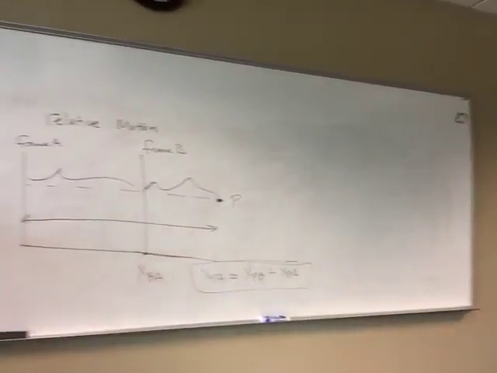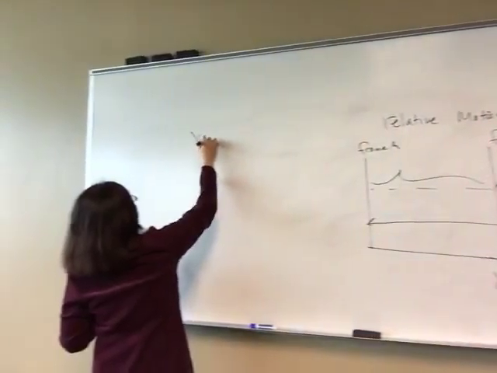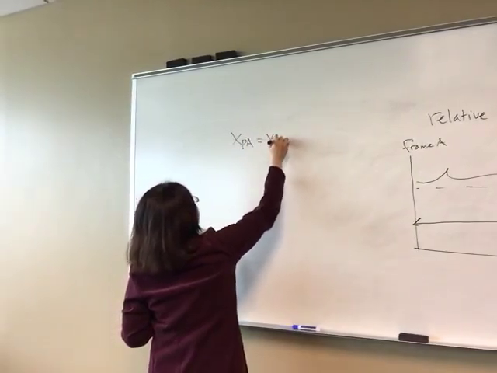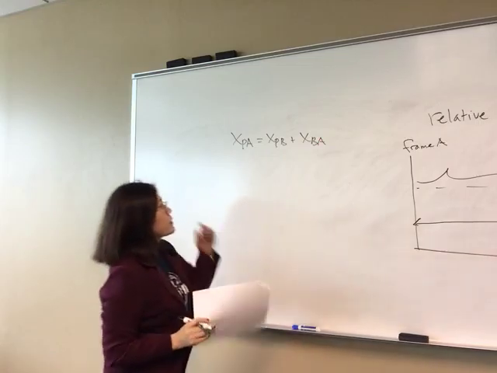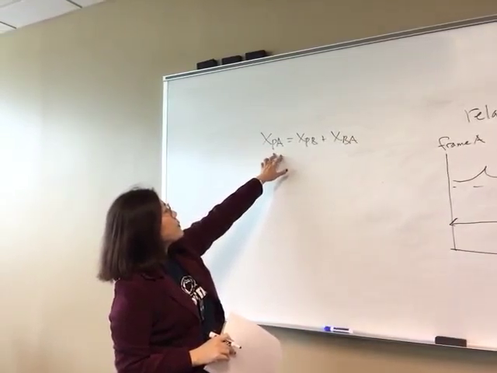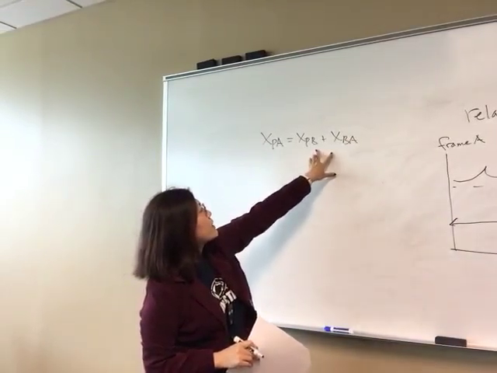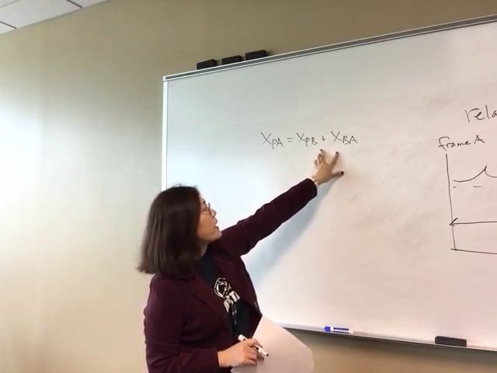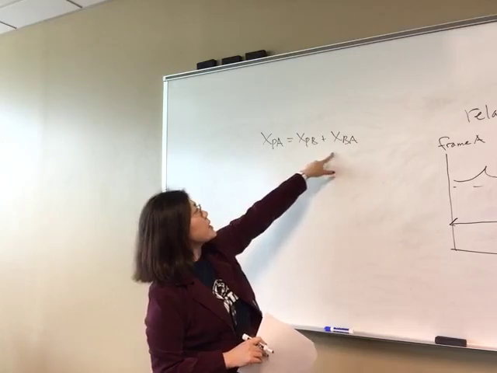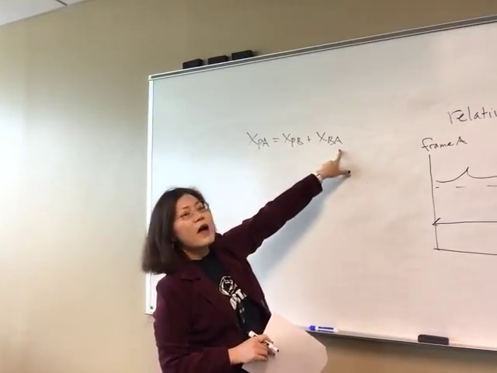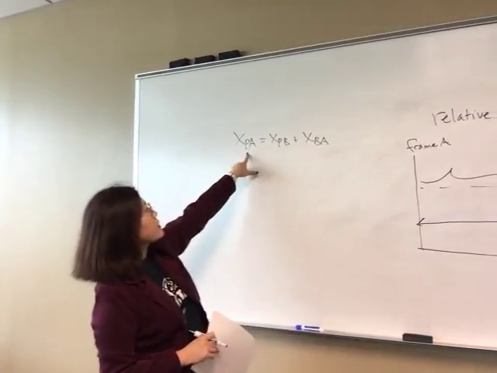So let me write this again. So XPA is equal to XPB, and then plus XBA. And as you can see, this is PA. And when you have this, the B here, the subscript, they just sandwich, so they just get canceled out. So you have XPA. You have the first one and the last one that's consistent with this one.